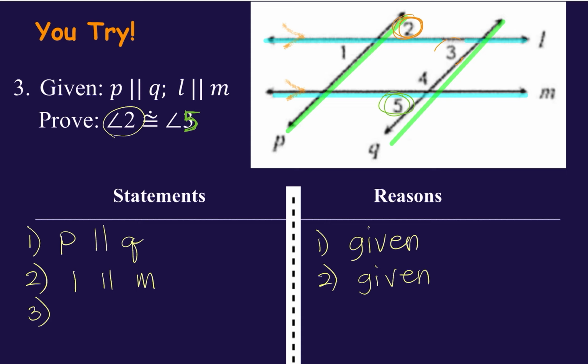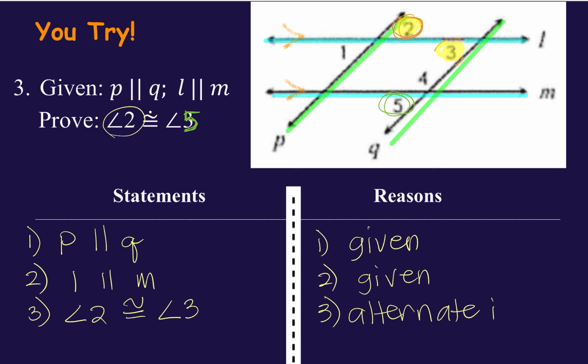So number 3, angle 2 is congruent to... Okay, we're going to make connections, and angle 2 is congruent to, as you can see on the screen, angle 3. They are on opposite sides of line L. So angle 2 is congruent to angle 3, and they're called alternate, and they're inside lines P and Q. So alternate interior angles.